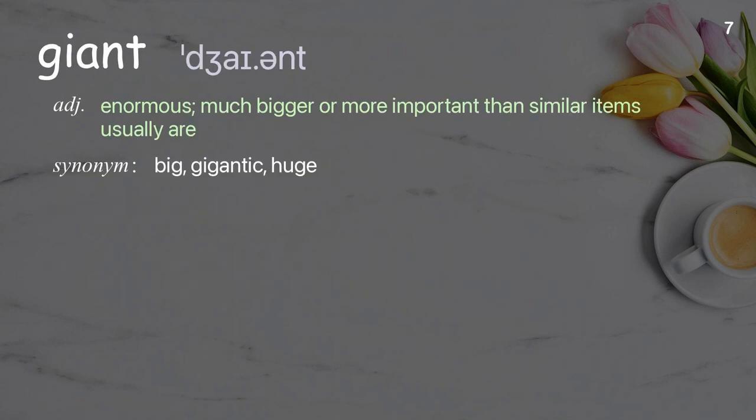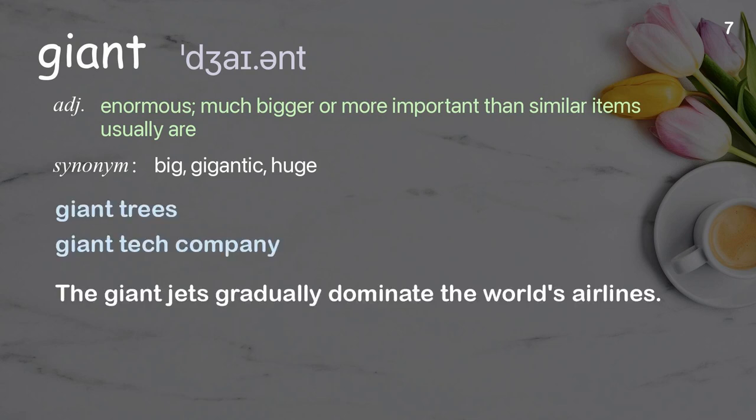Giant. Extremely big, much bigger or more important than similar items usually are. Examples. Giant trees. Giant tech company. The giant jets that gradually dominate the world's airlines.